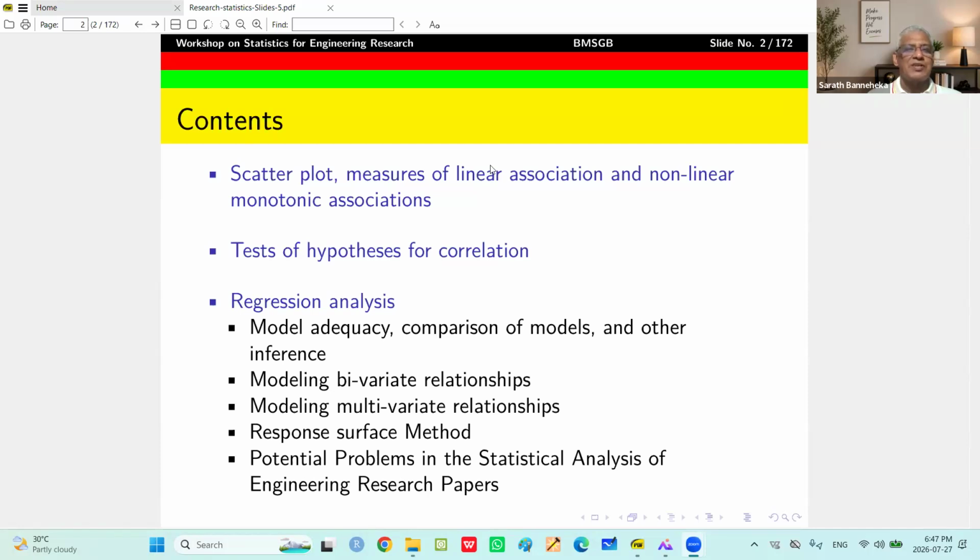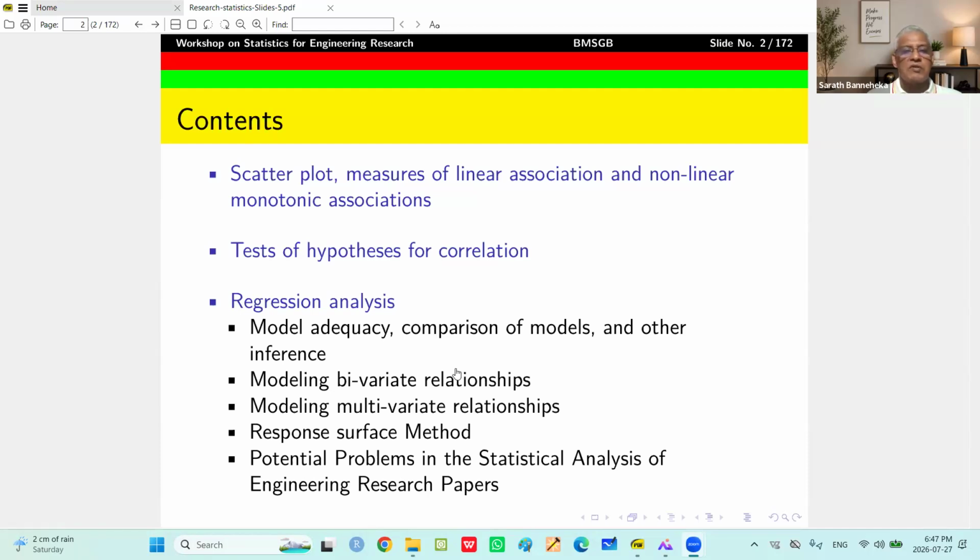In part one, we discussed scatter plot, measures of association, and test of hypothesis regarding correlation. That was part one. In part two, we discussed model adequacy, comparison of models, and other inferential methods in regression analysis.